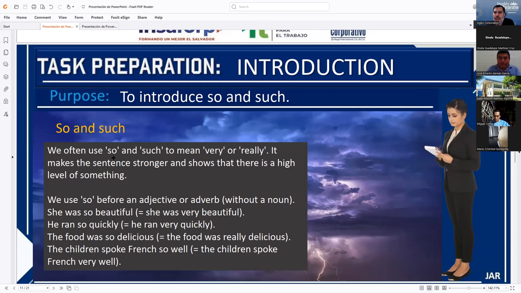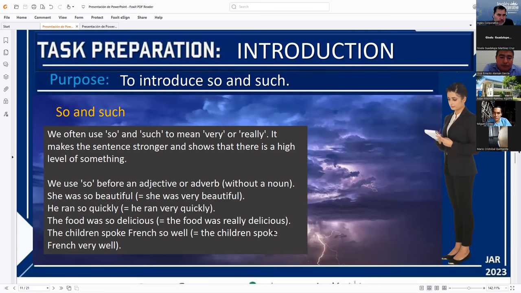We often use so and such to mean very or really, really important, so important, very important, okay? It makes a sentence stronger and shows that there is a high level of something, okay? Usually we use so before an adjective or an adverb without a noun. She was so beautiful. She was very beautiful. He ran so quickly. He ran very quickly.